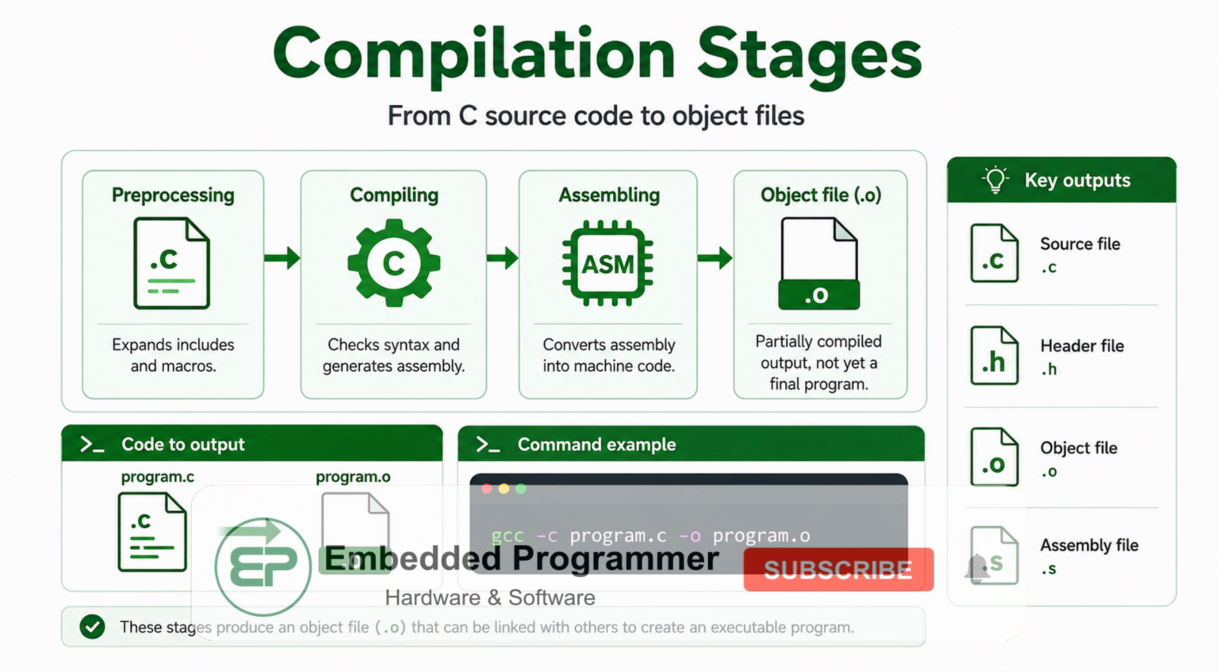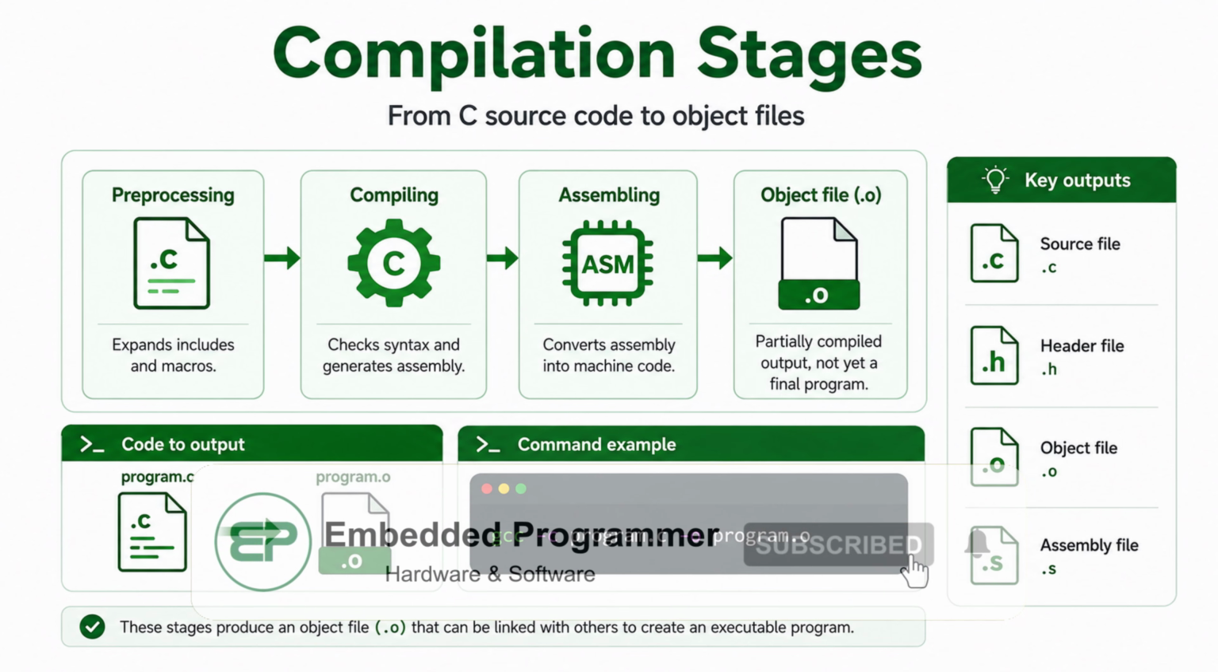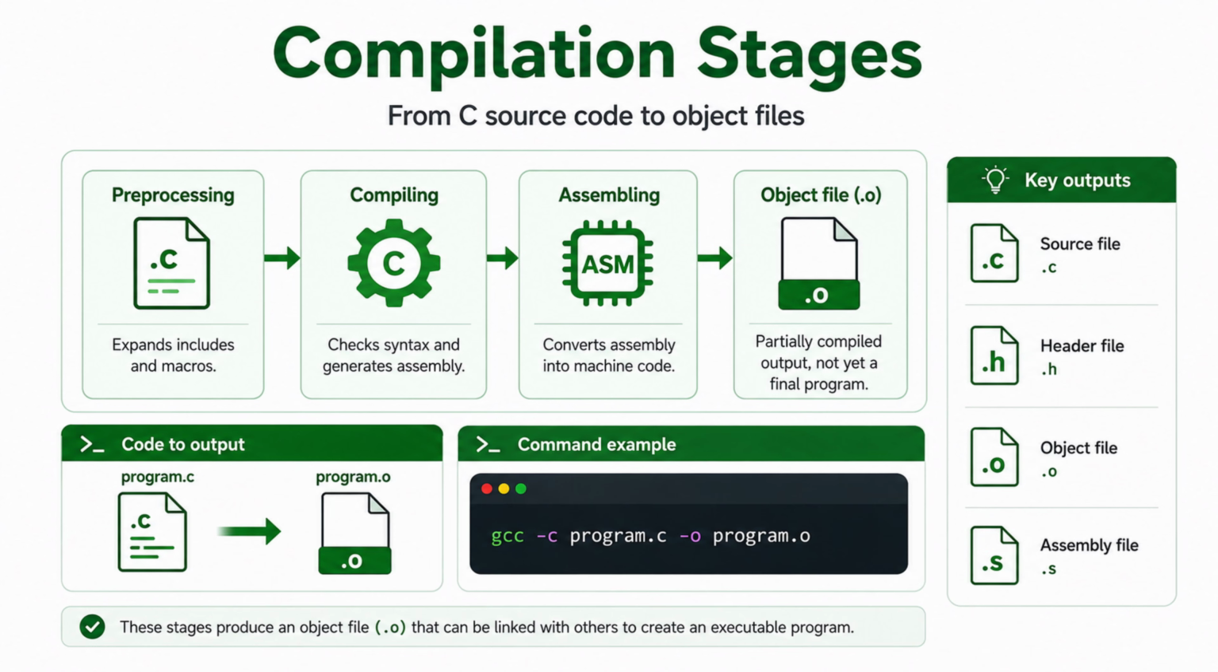Compilation happens in several stages. First, preprocessing expands includes and macros. Then the compiler checks the C syntax and converts the preprocessed code into assembly, or an intermediate representation. After that, the assembler converts assembly instructions into machine code and stores them in an object file, usually with the .o extension.